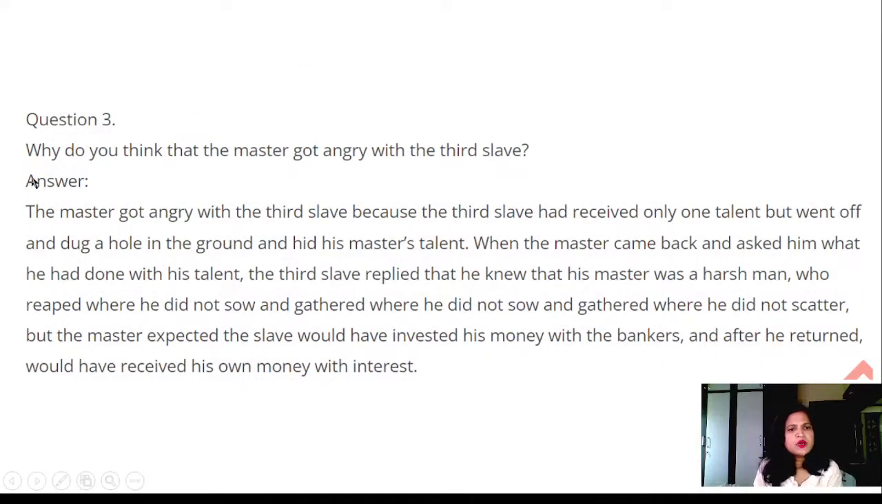Question number 3. Why do you think that the master got angry with the third slave? Answer. The master got angry with the third slave because the third slave had received only 1 talent but went off and dug a hole in the ground and hid his master's talent. When the master came back and asked him what he had done with his talent, the third slave replied that he knew that his master was a harsh man who reaped where he did not sow and gathered where he did not scatter. But the master expected the slave would have invested his money with the bankers, and after he returned, he would have received his own money with the interest.